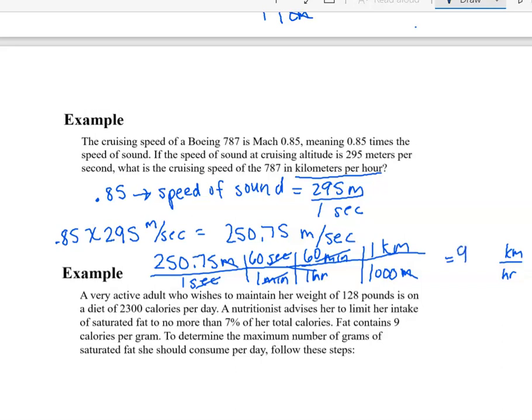And I'm getting 902.7 kilometers per hour. Okay.